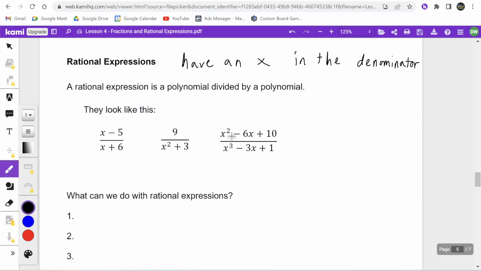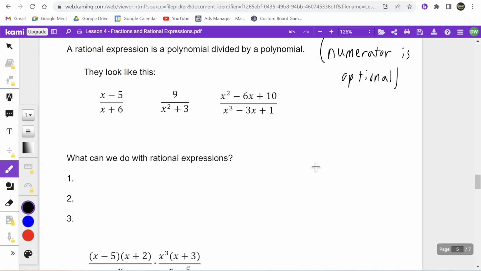Yes, some of these also have an x in the numerator, but the middle one doesn't. In other words, the numerator is optional. A lot of times you will see rational expressions with an x in the numerator and denominator, but what makes a rational expression? It needs to have an x in the denominator specifically. And then, of course, that begs the question, what can we do with these rational expressions?